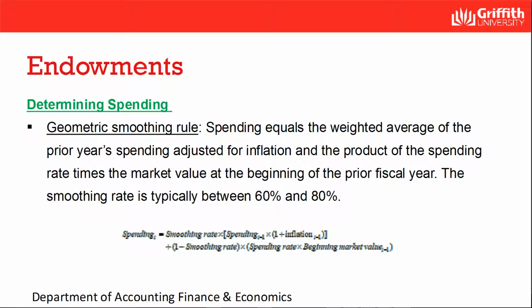So this is the formula for the geometric smoothing rule. It's where spending equals the weighted average of the prior year's spending adjusted for inflation and the product of the spending rate times the market value at the beginning of the prior fiscal year. The smoothing rate is typically between 60% and 80%.